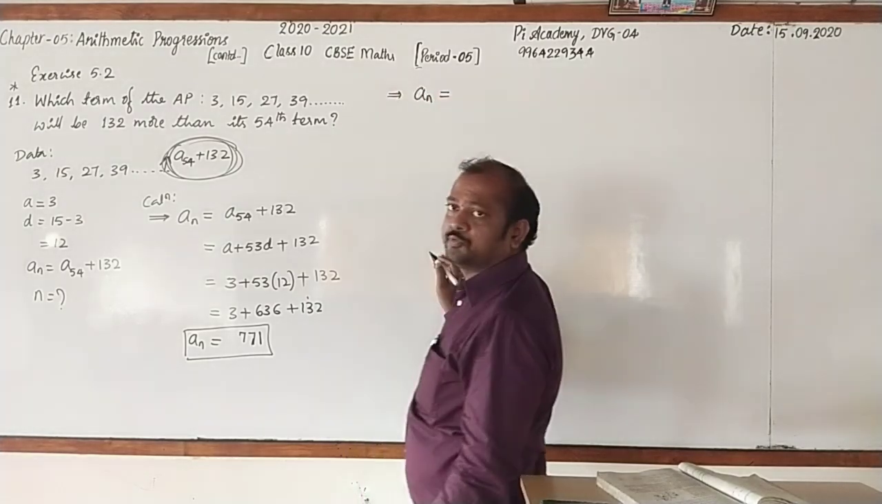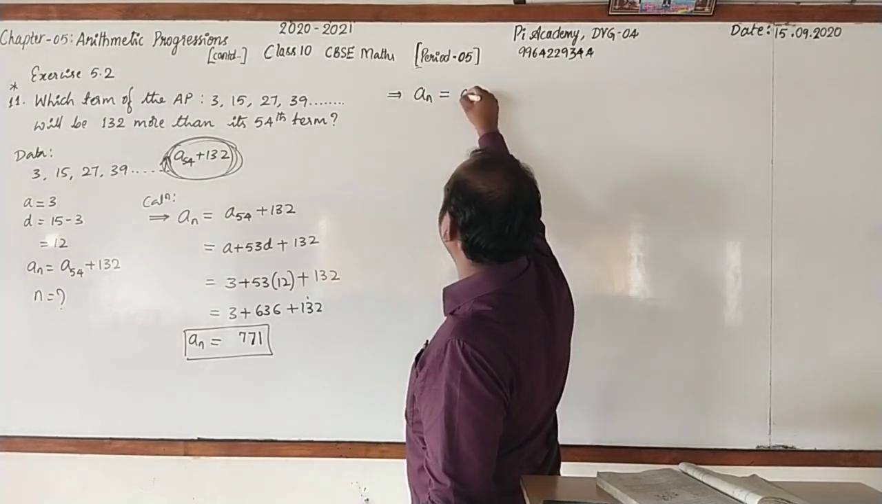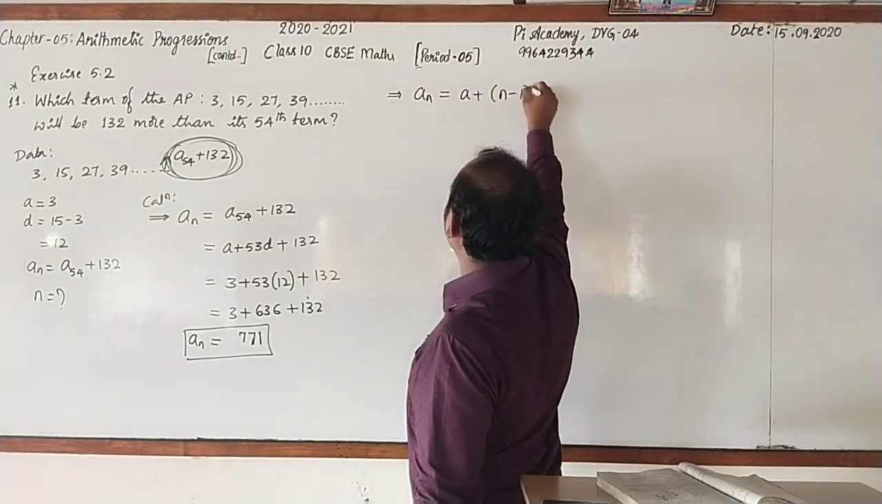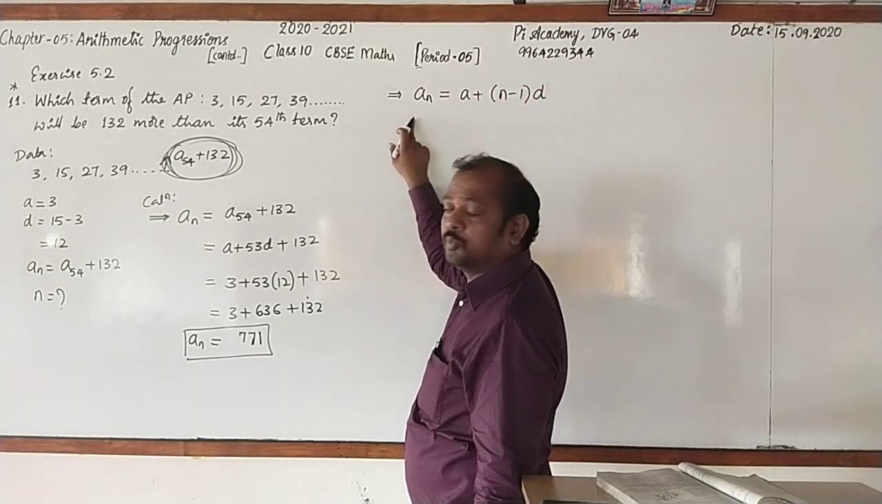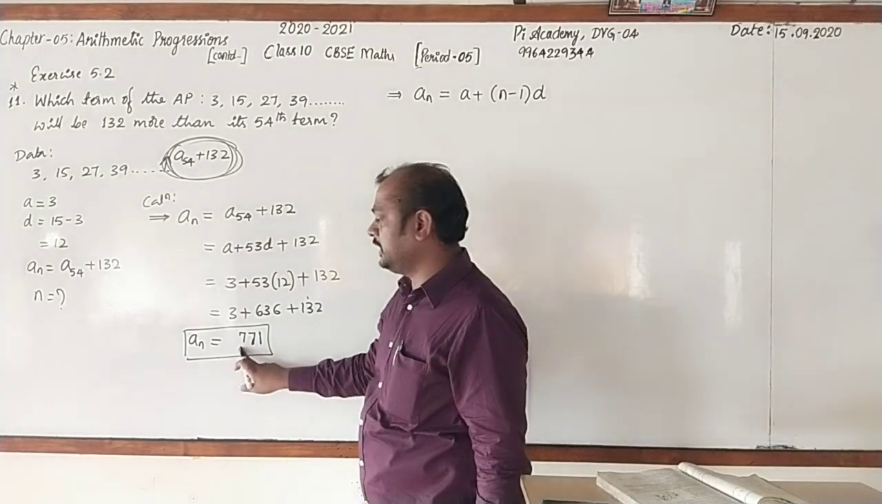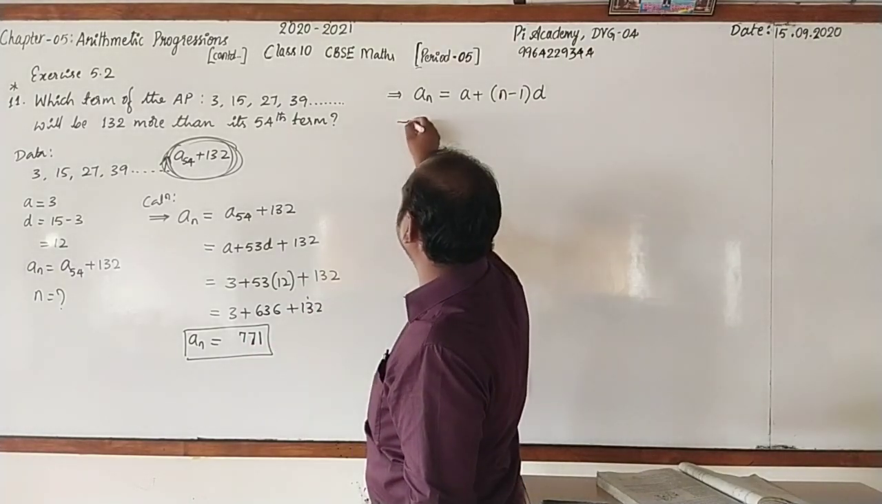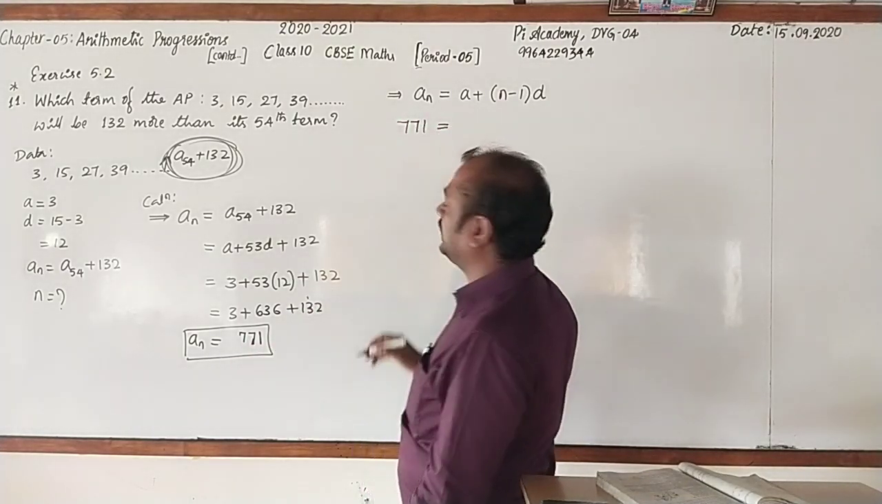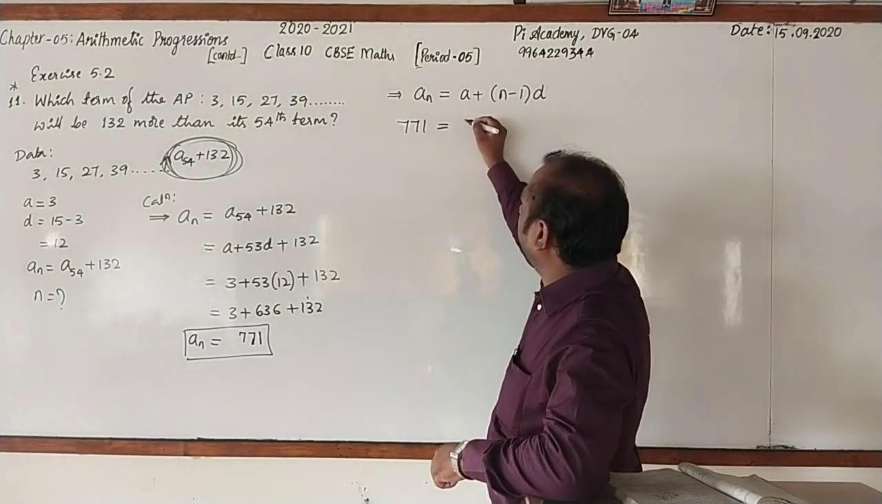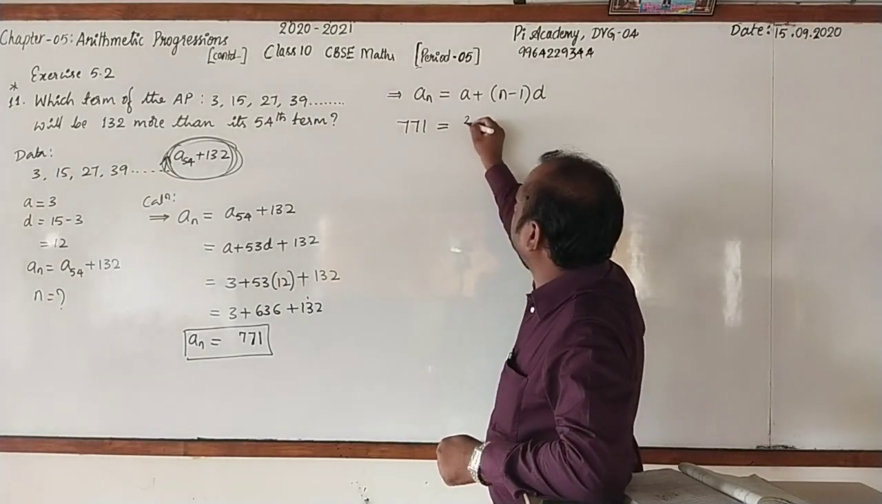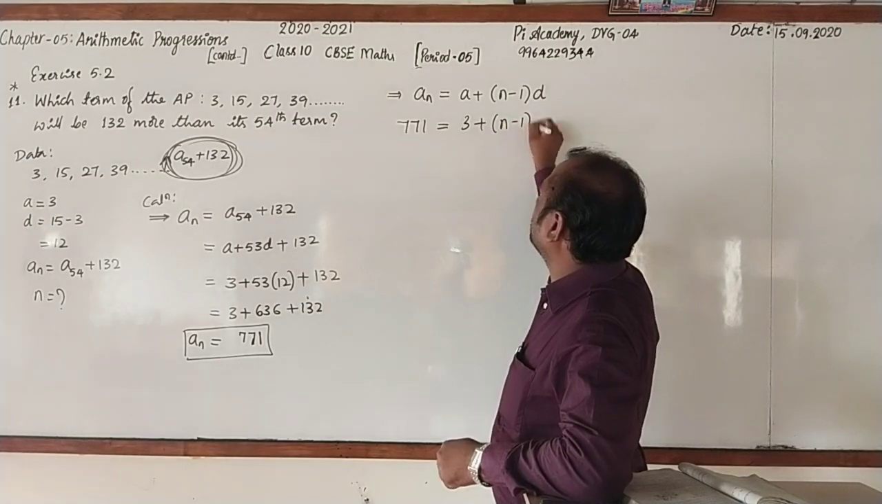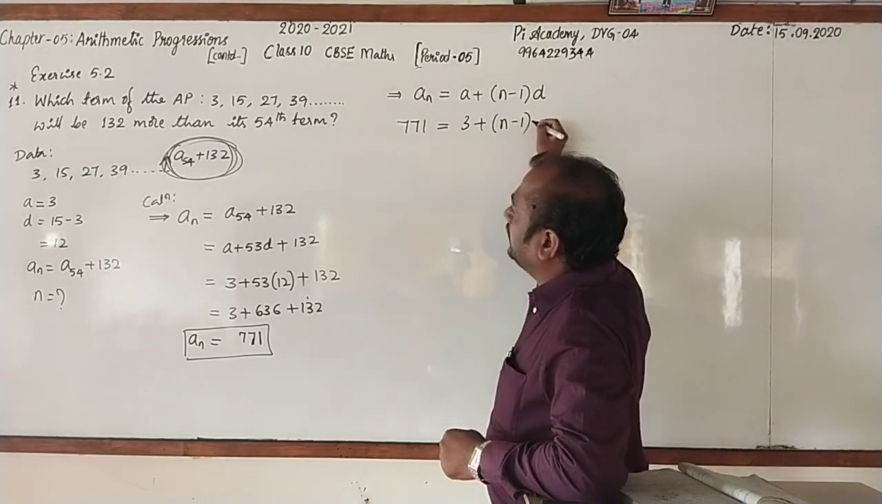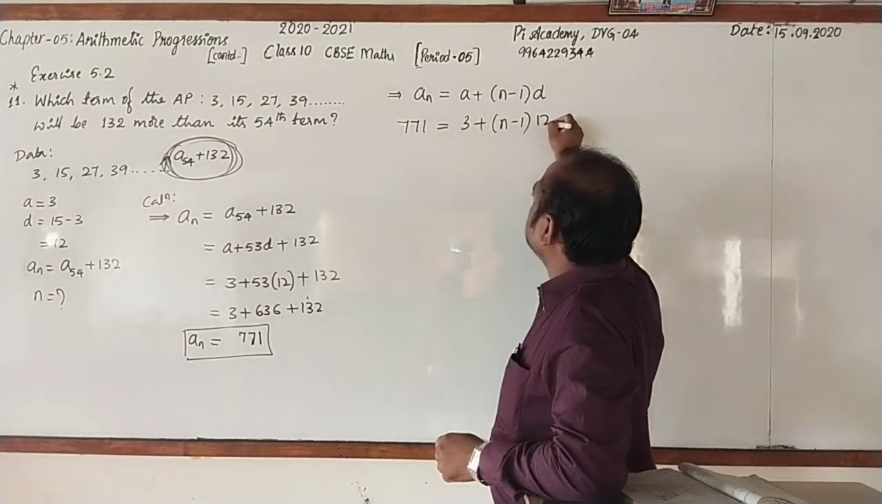We have the formula to find the nth term: a_n equals a plus (n minus 1) into d. What is a_n? a_n is 771. So 771 is equal to a, where a is 3, n is unknown, minus 1 into d. Common difference is 12.